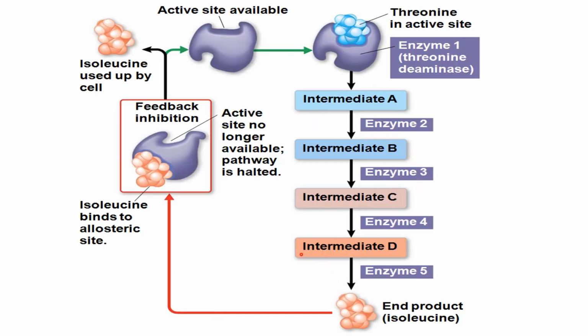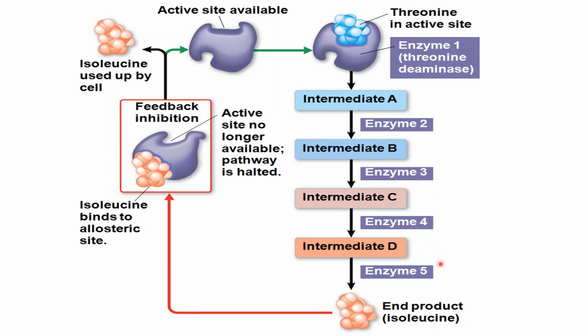This diagram shows feedback inhibition in isoleucine synthesis. Bacteria synthesize the amino acid isoleucine from the amino acid threonine. The isoleucine pathway involves 5 steps, each catalyzed by different enzymes. You can see here enzyme 1, 2, 3, 4, 5.